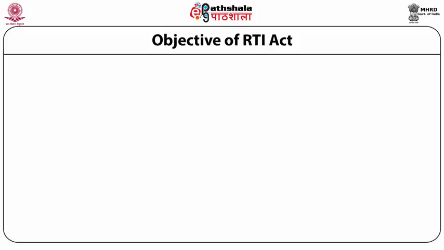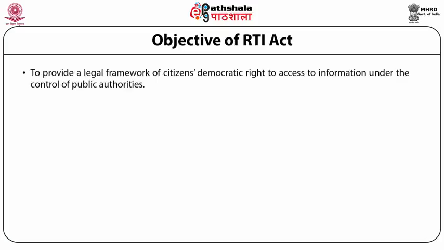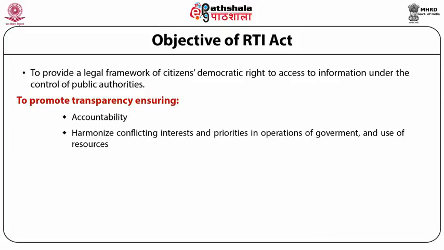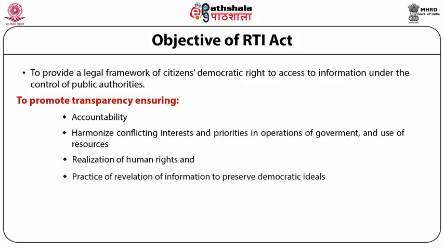Dear students, let us now discuss the main objectives of RTI Act. The main objectives of RTI Act include to provide a legal framework of citizens' democratic right to access to information under the control of public authorities. The aim is to promote transparency, which shall ensure accountability, harmonize conflicting interests and priorities in operations of government and use of resources. It includes realization of human rights and practice of revelation of information to preserve democratic ideals.